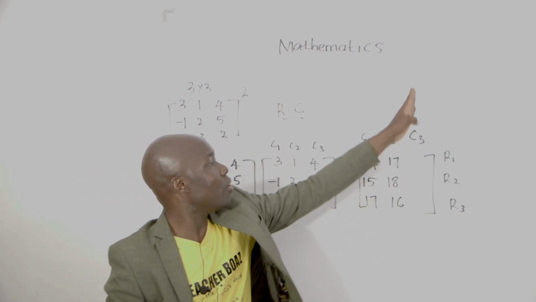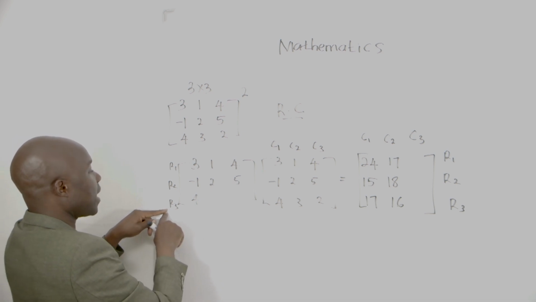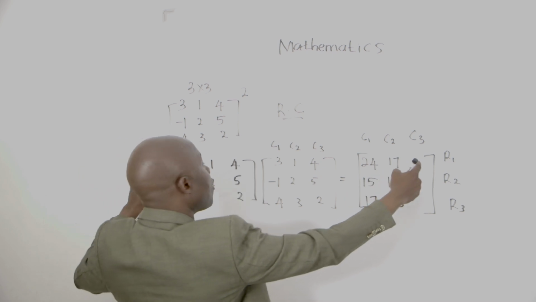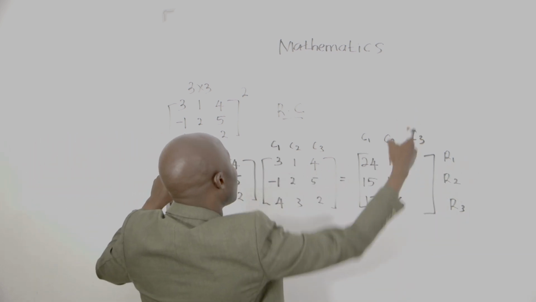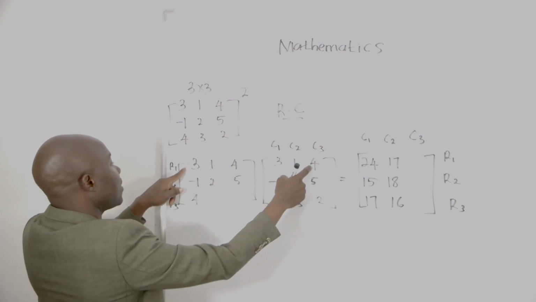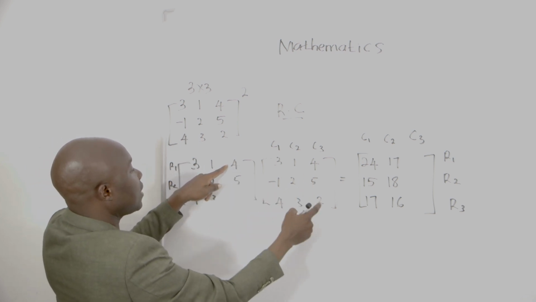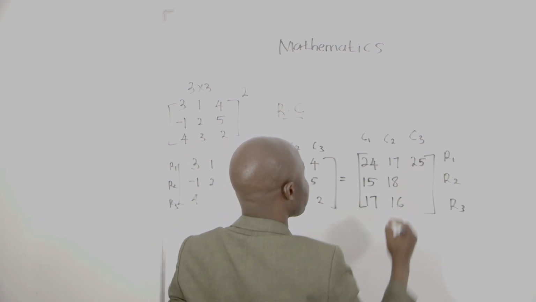Then we move to column 3. So I get my row 3, row 2 and row 1. So we'll start with the top here. So we take the row 1, remember this is row 1 and column 3. So 3 times 4 is 12. 12 plus 5 is 17. 17 plus 8 we get 25.